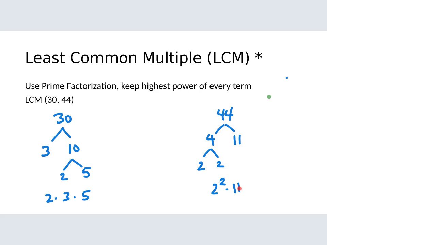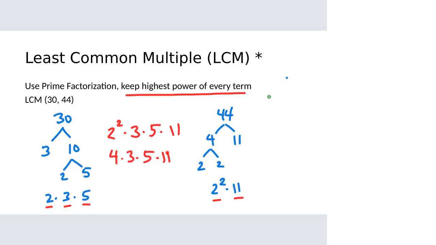And now what we want to do is keep the highest power of every term we see. I have 2 and I have 2 squared, so I'll keep 2 squared. I have a 3. I don't have a 3 in the other one, but that's okay. I'm keeping the highest power of everything I see. I have a 5 over here, so I'll keep that. I have an 11 over here, so I'll keep that. And I'll multiply all this together, and that's 4 times 3 times 5 times 11. And that's 660. And so the least common multiple of 30 and 44, the smallest number that they'll both go into evenly, is 660. Poll went great, but let me know if you have any questions.